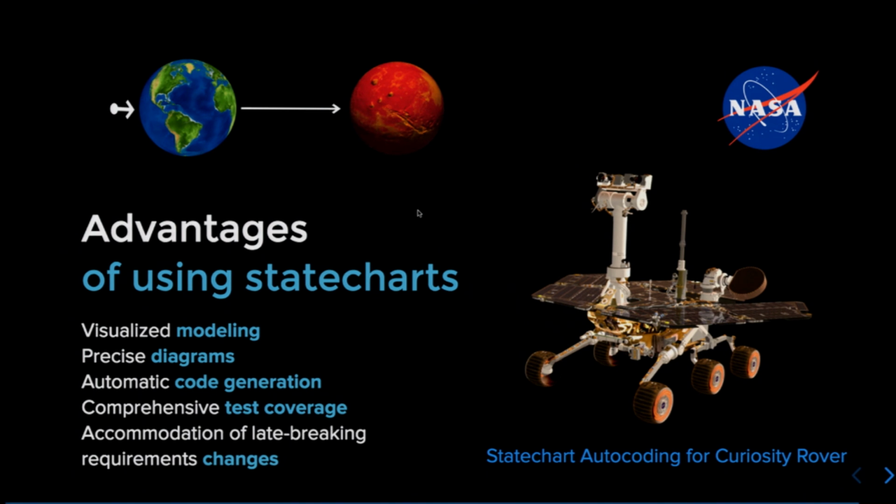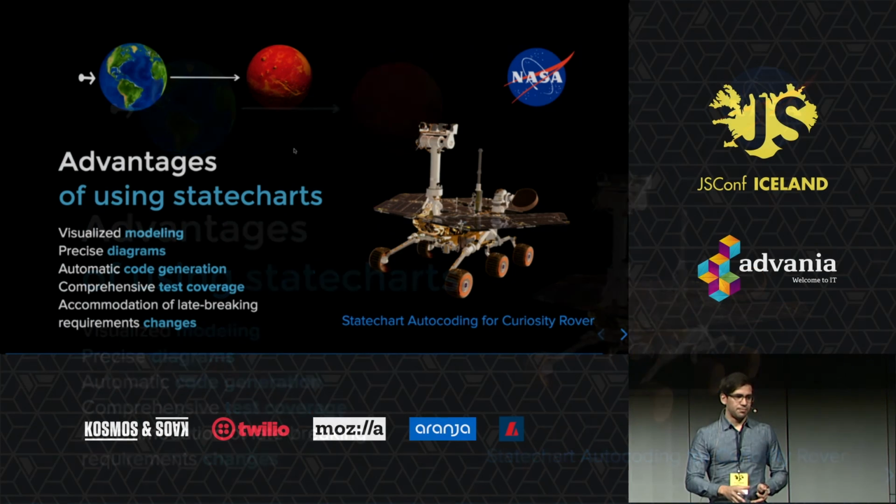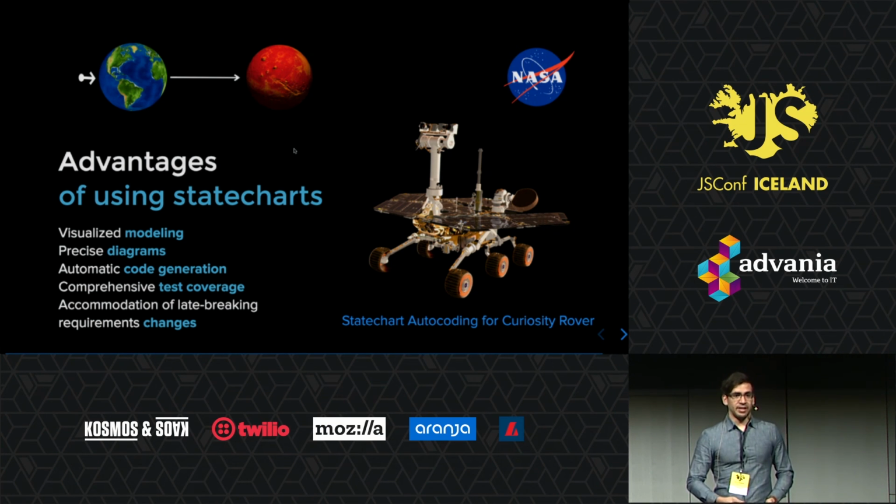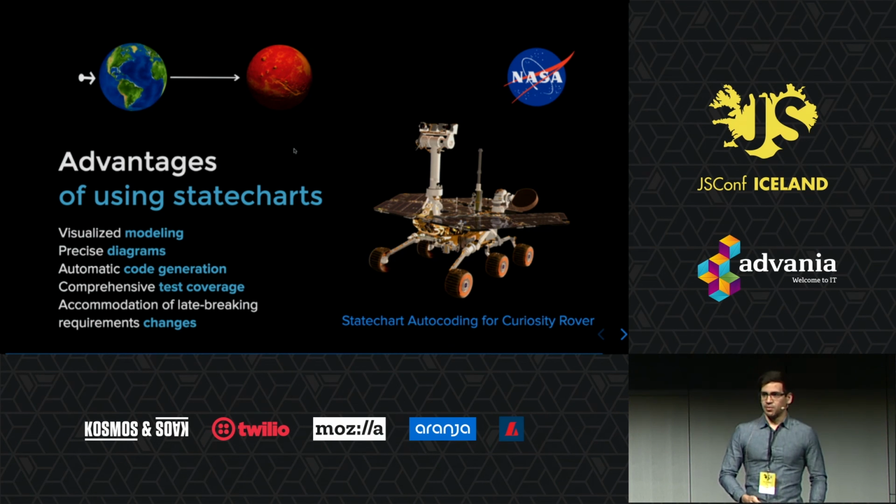Also, being on a big project, you have a lot of requirement changes. Like, we want to add this to the rover, we want to remove this functionality, we want to change the way this works. And when you have these late-breaking requirement changes, things can get really stressful. With state charts, since you could clearly see the full flow of your application, you could easily add and remove features without worrying what's going to break, what's going to change, what's going to be affected.